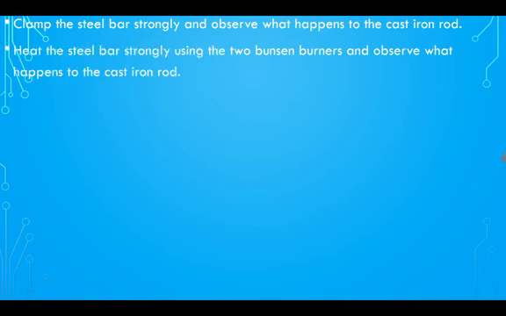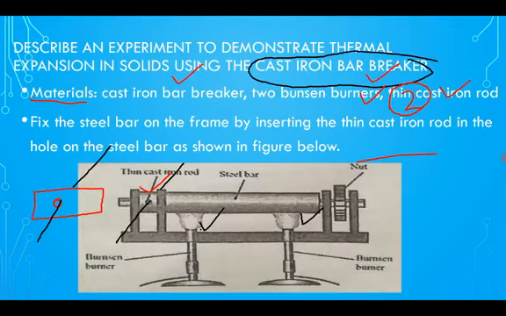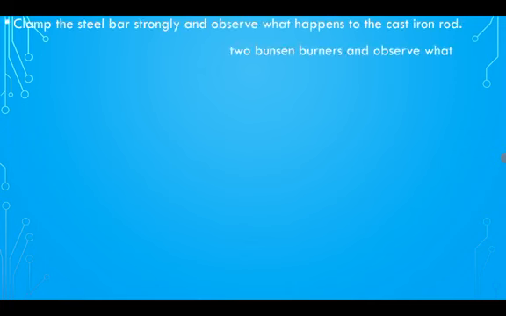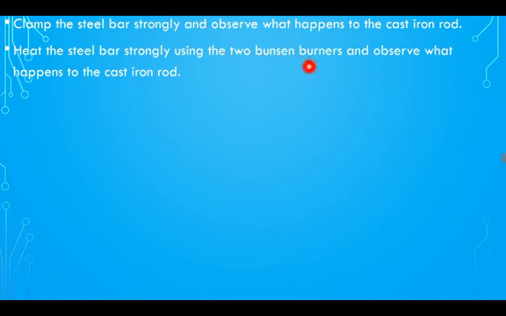Then heat the steel bar strongly using 2 Bunsen burners and observe what happens to the cast iron rod. All right, so I mentioned earlier that when this part is heated, this steel bar is going to expand. That expansion will cause the cast iron rod to be pushed against the frames, so that it is going to break. Please take note of that. So heat the steel bar strongly using 2 Bunsen burners. 2 Bunsen burners are used to ensure uniform distribution of heat and therefore uniform expansion of the steel bar. So you observe what happens to the cast iron rod.